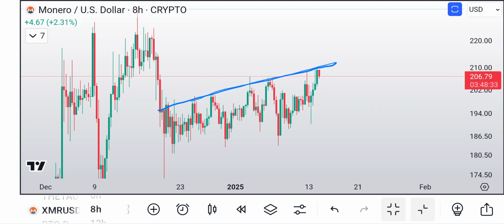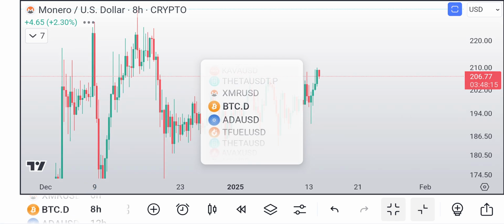So the best thing Monero can do is probably kind of come down a little bit and retest that area, and then kind of build a little bit of a base sideways, and then break out. I think that would be the best thing Monero can do. Or just freaking break out. I don't know. But structurally, it looks good.